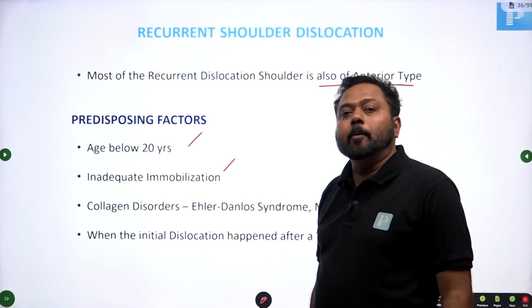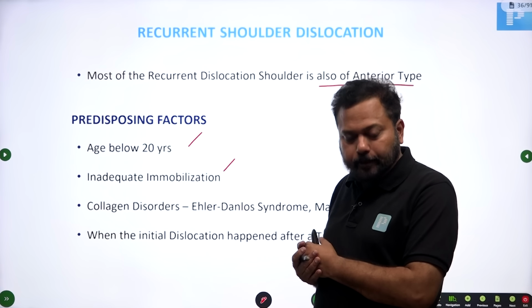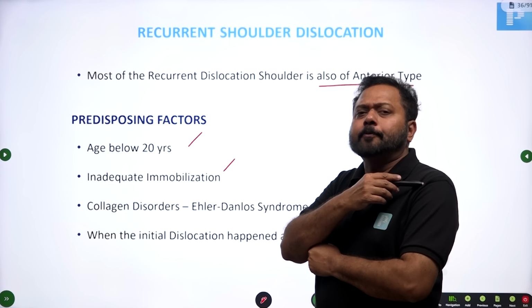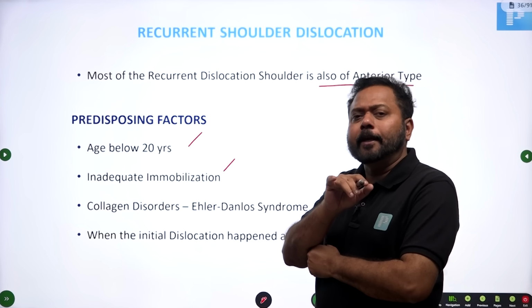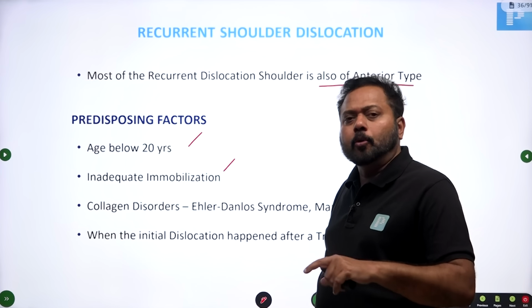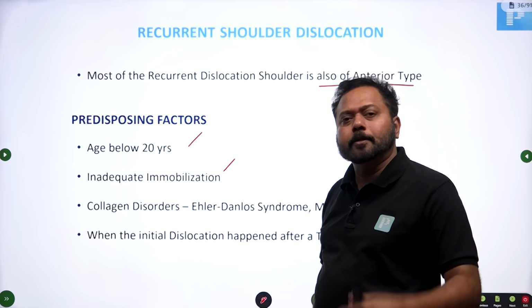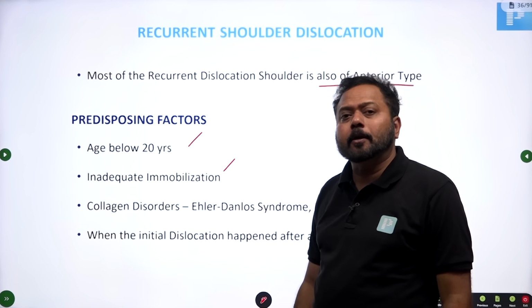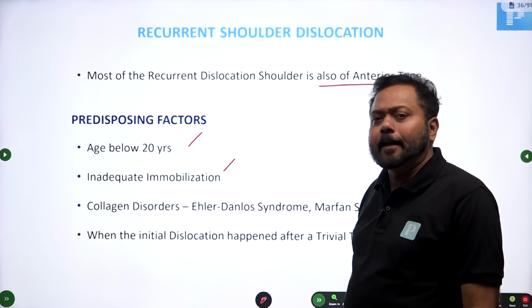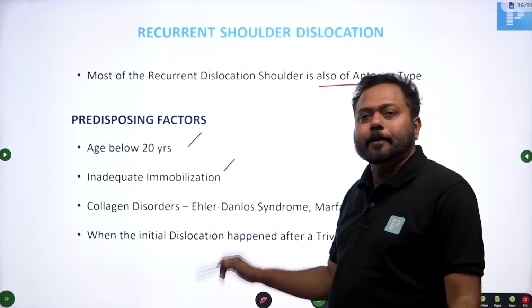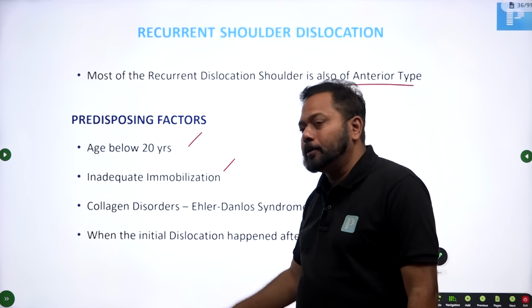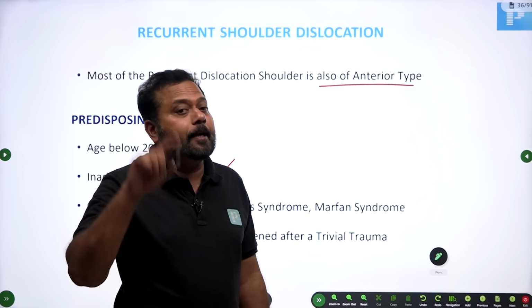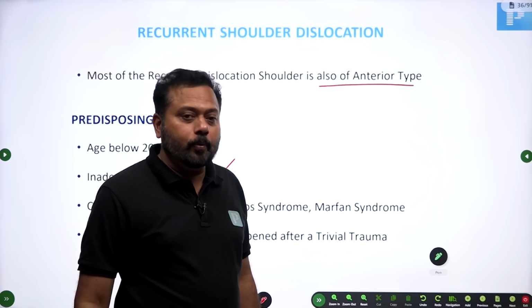Then inadequate immobilization, minimum 3 to 4 weeks even after reducing the shoulder dislocation, because the ligaments, the capsules, the labrum have to heal. When you don't immobilize, inadequate immobilization, highest chance they will go for recurrent shoulder dislocation. Collagen disorders, this is very rare, like Ehlers-Danlos and Marfan's. In our setup, it's very rare. When the initial dislocation happened following a trivial trauma, that says that already his ligament structures are weak, right?